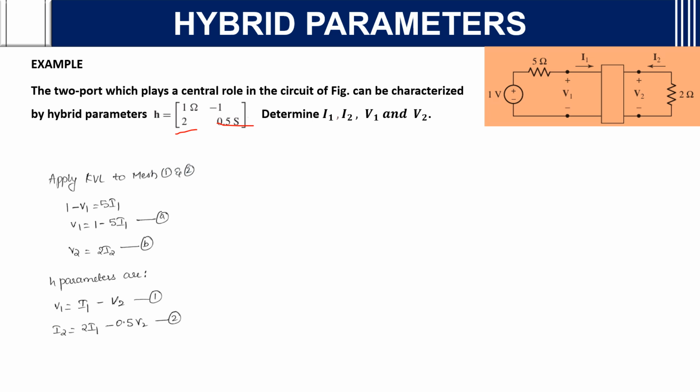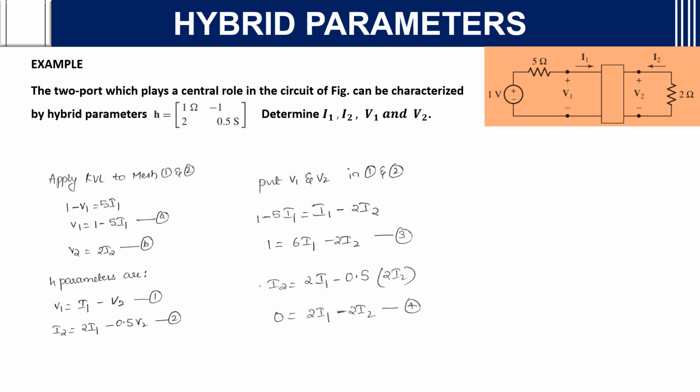After writing them, what we should do is put this V1 and V2 in equations 1 and 2. If you put them, what will you get? V1 is 1 minus 5I1, that is equal to I1 minus V2. And I1 minus V2 is 2I2. So 1 is equal to 6I1 minus 2I2.